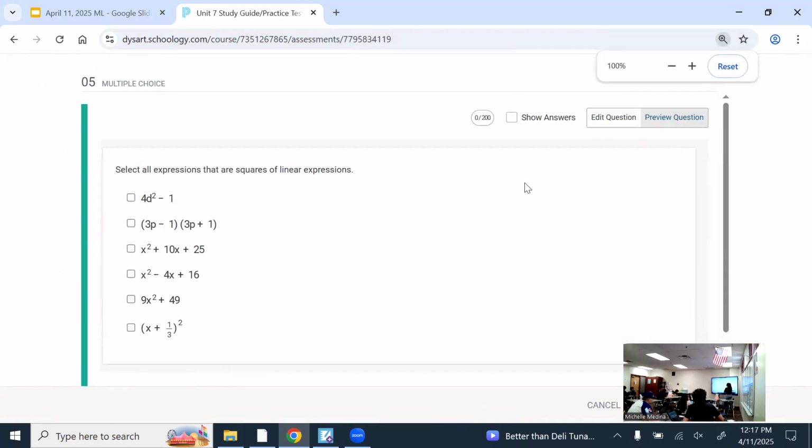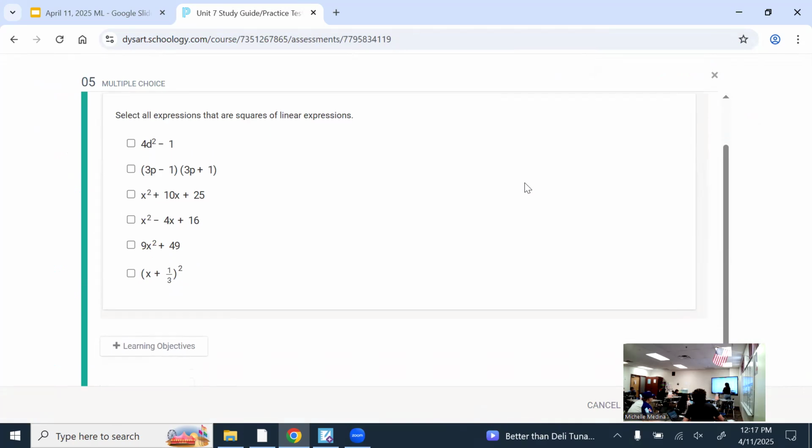All right, so take a look. My screen only. This is like a test question, also on your study guide too. We want squares of linear expressions. Is the first one a square of a linear expression? No. Do you guys recognize what this first one is?